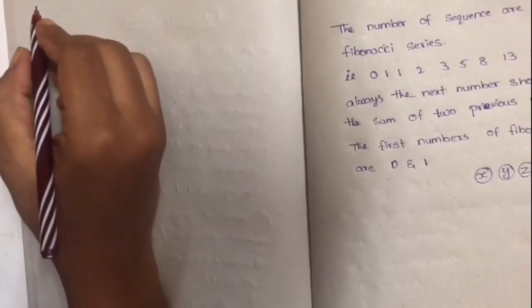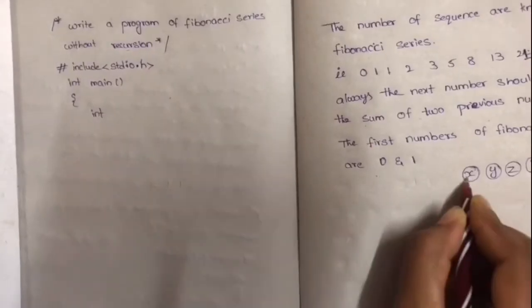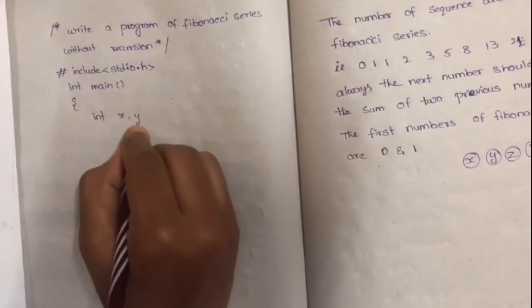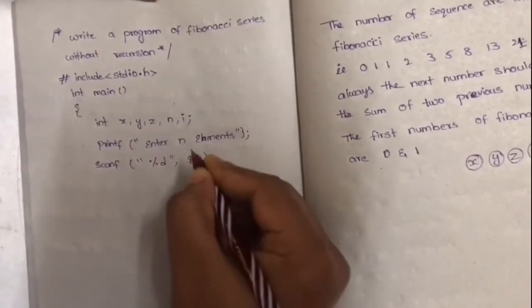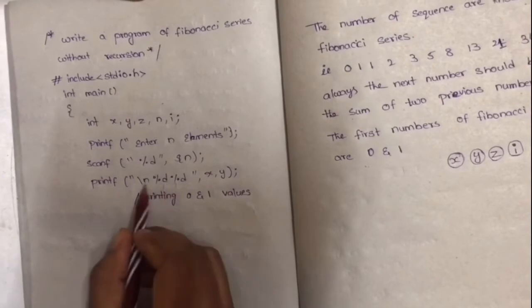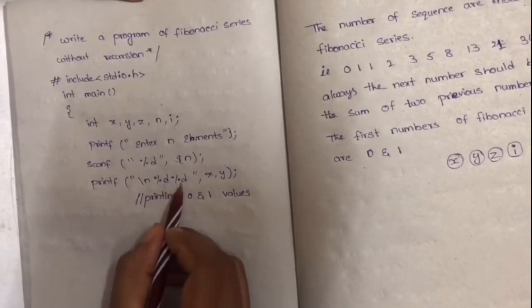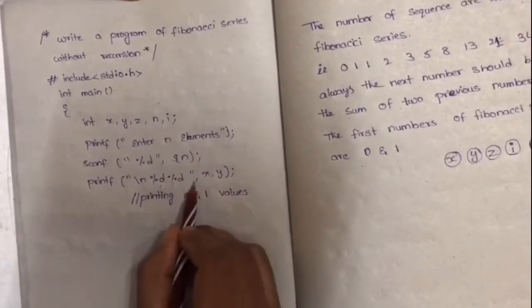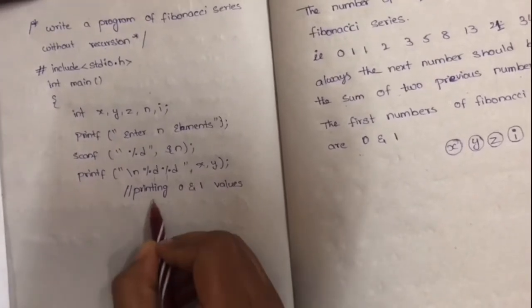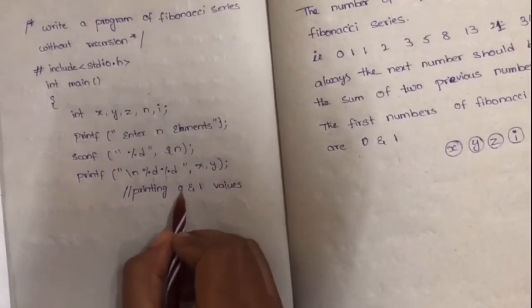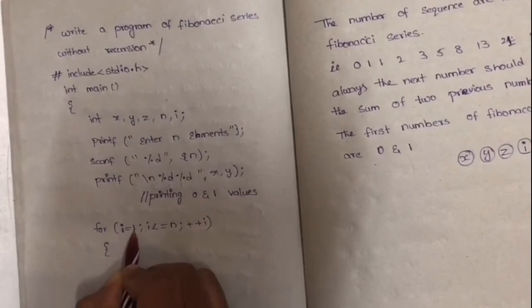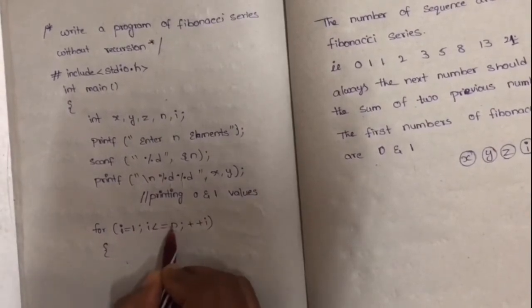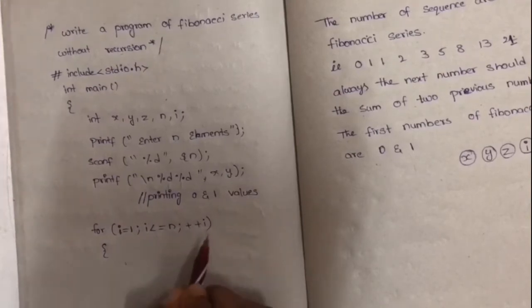Now the source code is: we need to introduce the variables x, y, z, n, i. This is for reading the n value. A printf statement for a new line. Then %d with x and y. This is the statement for printing the first two numbers, that is 0 and 1. This is the for loop. i is initialized to 1, i is less than or equal to n, pre-increment of i.